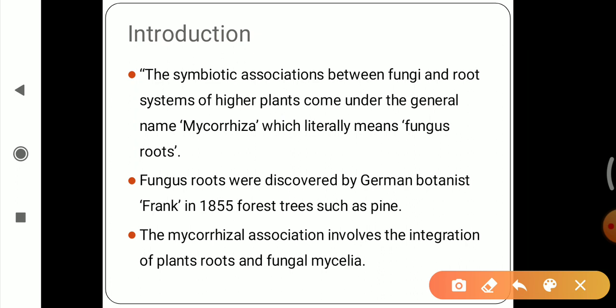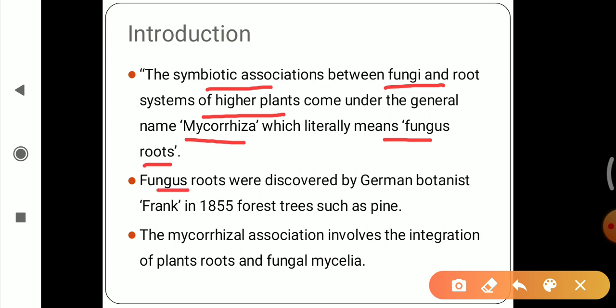First, we will see the introduction. The symbiotic associations between fungi and the root system of higher plants come under the general name mycorrhiza. It is a symbiotic association between fungi and plant root, known as mycorrhiza, which literally means fungus root.